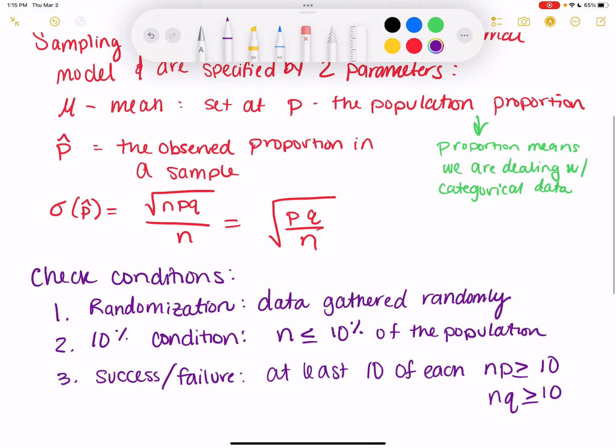Just so you have it up here, because I have this written in 2 different places in my notes. Mu of P hat is equal to P, and standard deviation, well, we already did standard deviation. So standard deviation of P hat is this. Mu of P hat is this.